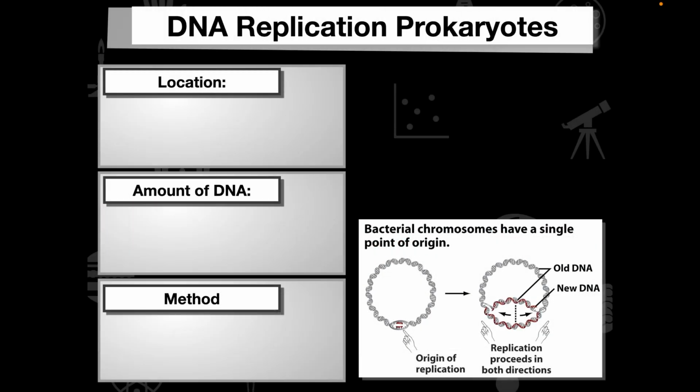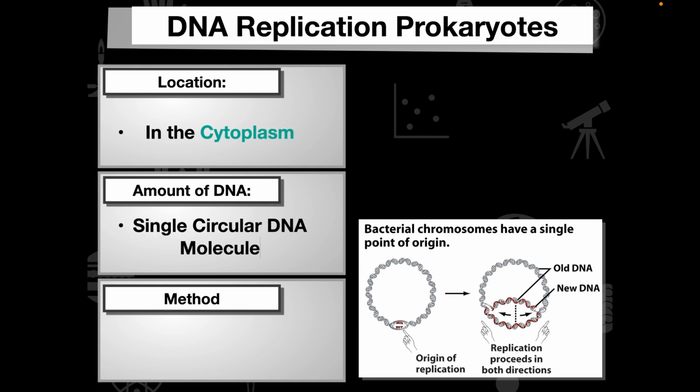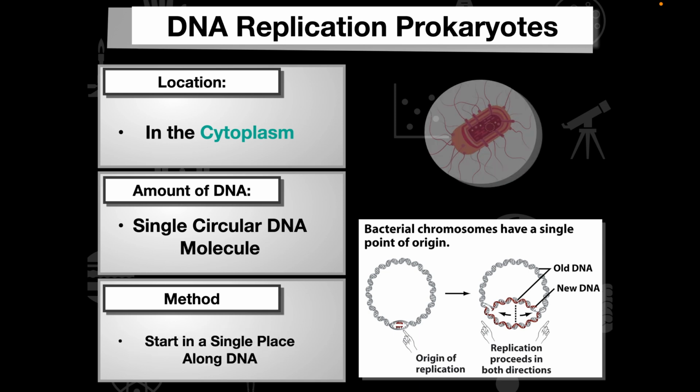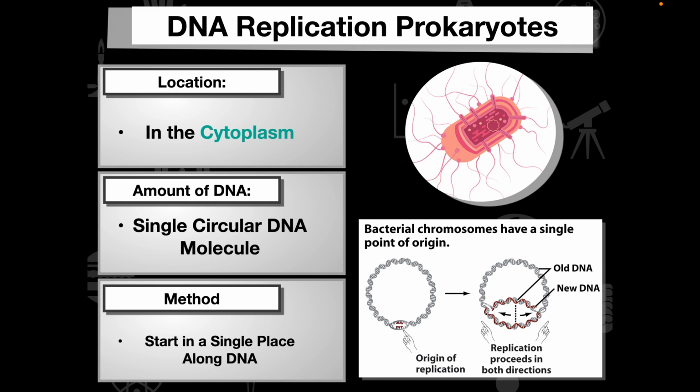Now, contrary to this, replication in prokaryotes is going to occur in the cytoplasm. It's going to come from a singular circular DNA molecule. The difference here is it's usually going to start in a single place along that section of DNA. If we zoom in on the image here, we have one origin of replication, and that replication is then going to proceed in two different directions and move along that circular piece of DNA until it's been copied.